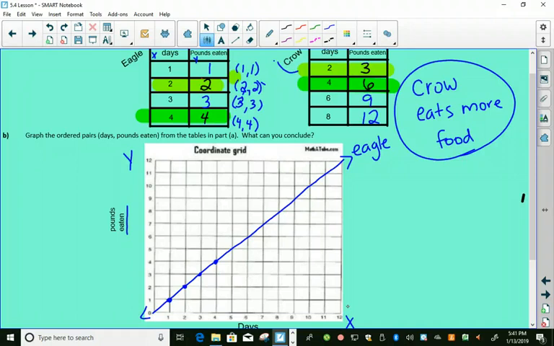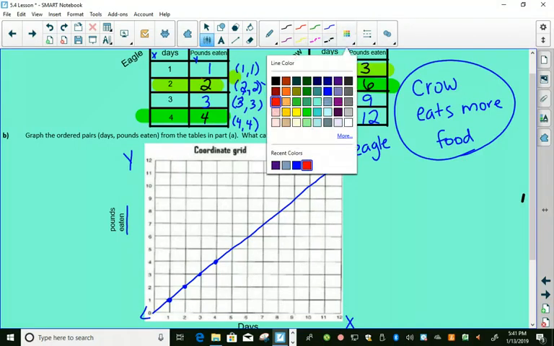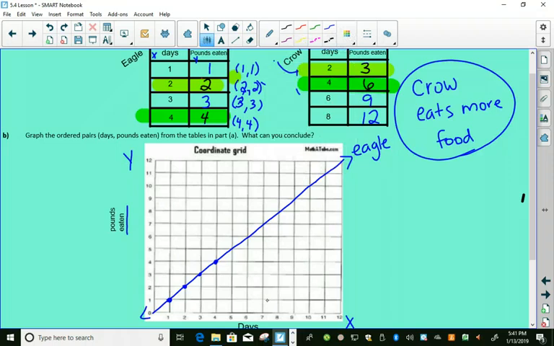Then I have to graph for the crow. So I'm actually going to pick a different color. And again, the days represent the x, the pounds eaten represent the y. So the first ordered pair is going to be 2, 3, where the 2 is the x, the 3 is the y, because all coordinate pairs are written as x, y. The next coordinate pair is 4, 6, 6, 9, all of these are in parentheses, and 8, 12. So those are the 4 coordinate pairs that I have for my crow.